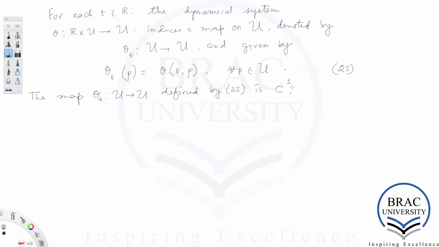Now, using equations 23 and 24, let me write the two group action axioms. What were 23 and 24? 23 was theta of 0 comma p is p, and 24 was theta of t plus s comma p is equal to theta of t comma theta of s comma p.